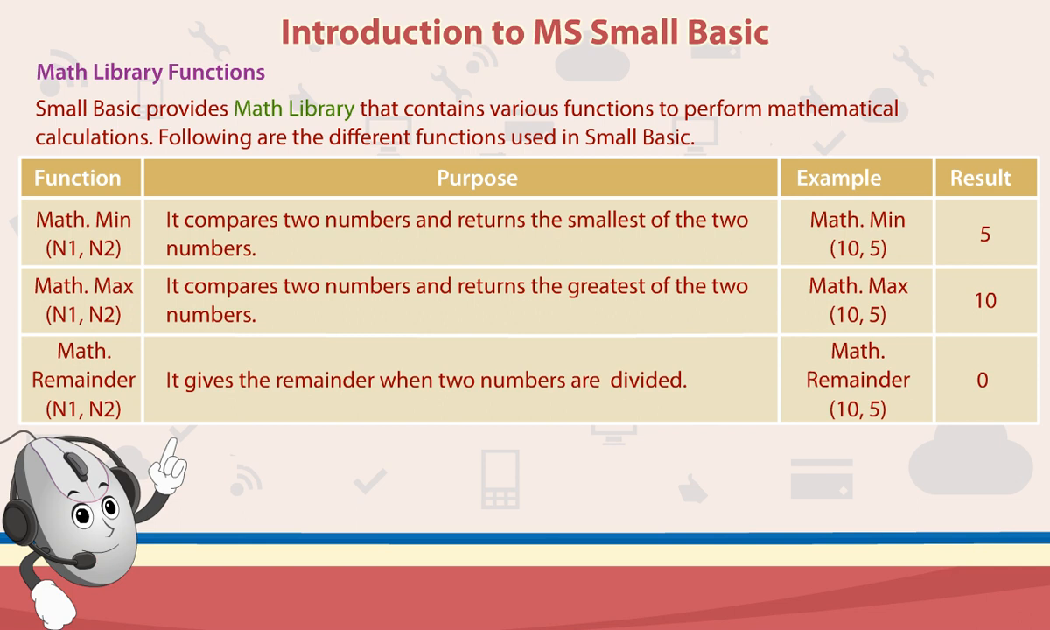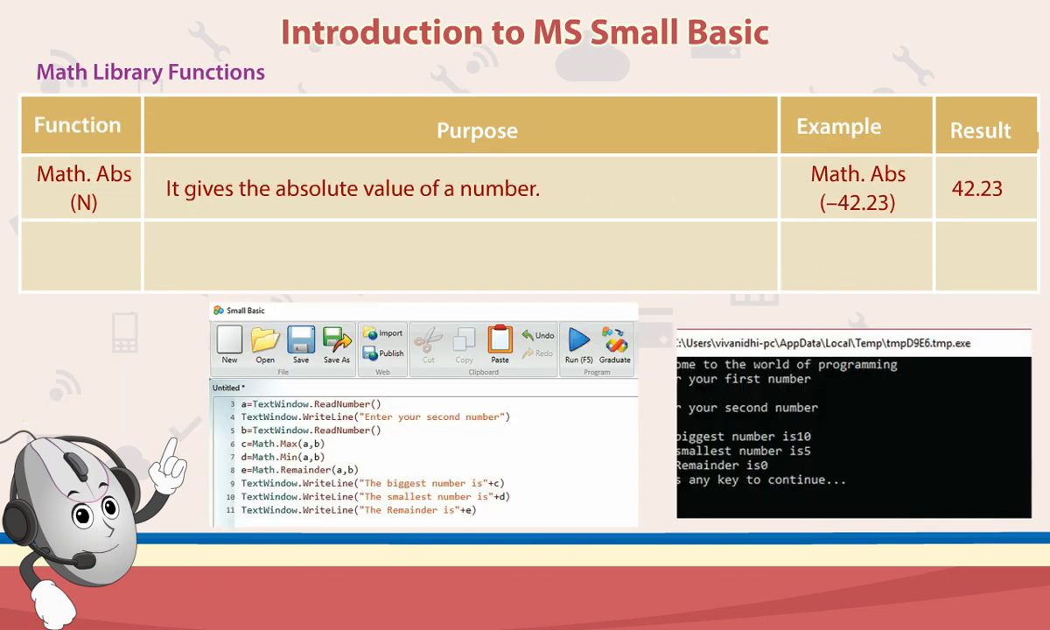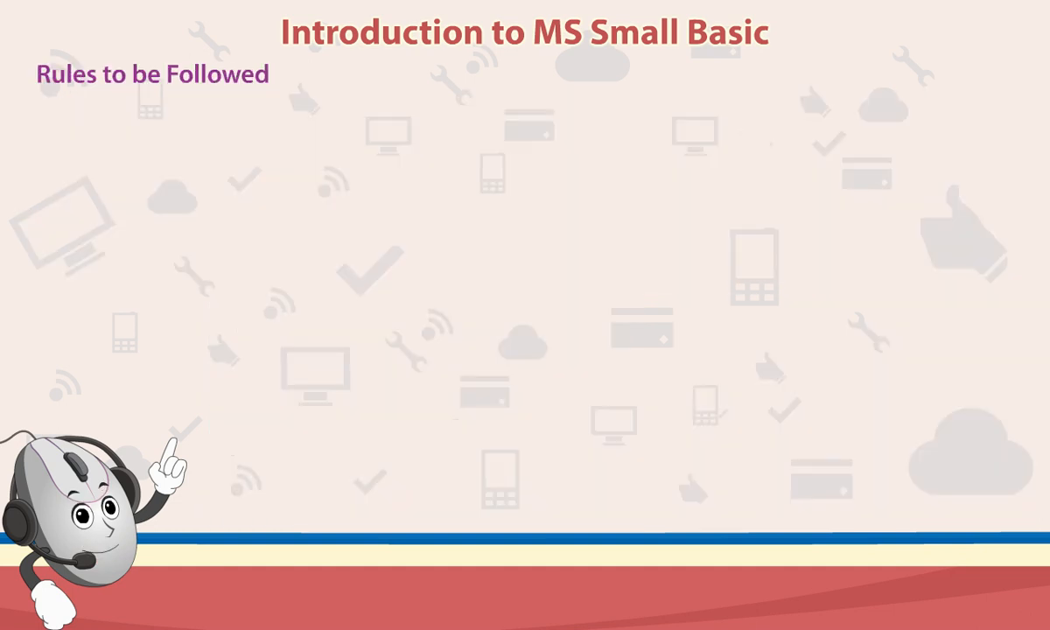Math.Remainder(n1, n2). It gives the remainder when two numbers are divided. Math.Remainder(10, 5) gives 0. Math.Abs(n). It gives the absolute value of a number. Math.Abs(-42.23) gives 42.23. Math.Pi. It returns the value of pi. Math.Pi gives 3.14159.